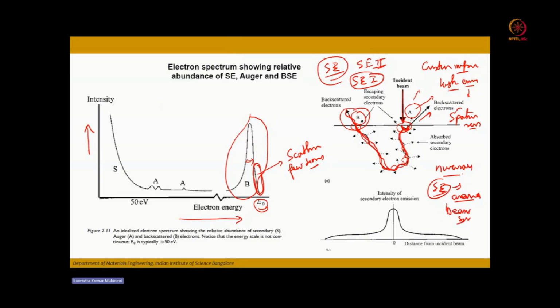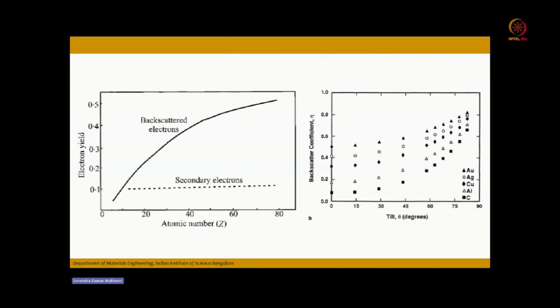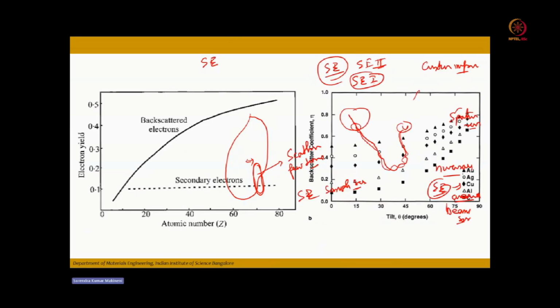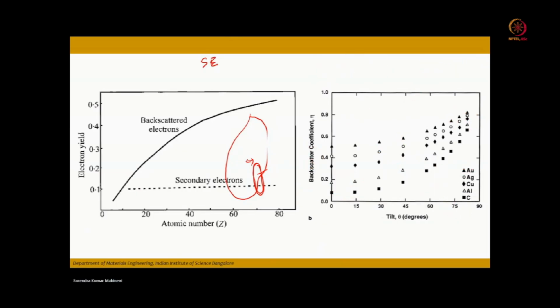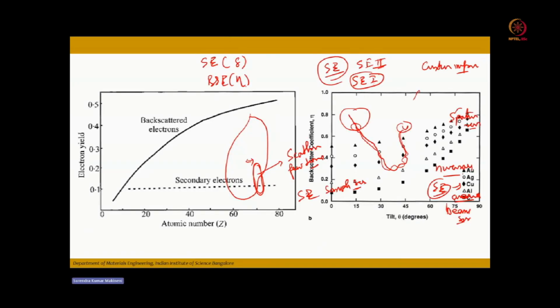Okay, and secondary electrons have the smallest sampling size. We can quantify them with a coefficient. These are called the secondary electron coefficient, which is written by delta, and the backscattered electron coefficient, which is written by eta.